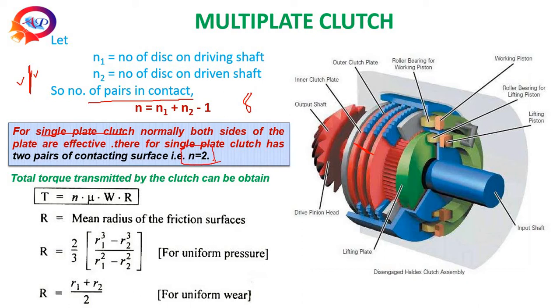Okay, normally I have used n equal to the number of friction plates, but here n equal to 2. Therefore, torque transmitted is nothing but T equal to n into mu into W into R. Here R is the mean radius of the friction surface. In case of uniform pressure theory, R equal to 2 by 3 into (R1 cube minus R2 cube) divided by (R1 square minus R2 square). Similarly, in case of uniform wear theory, R equal to (R1 plus R2) by 2.